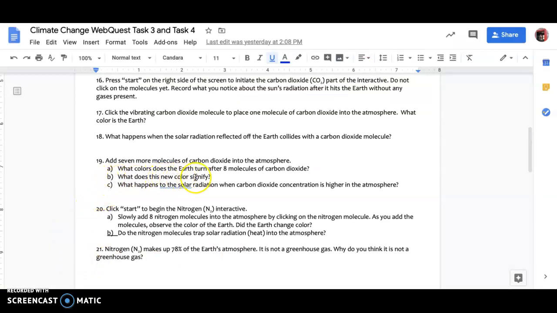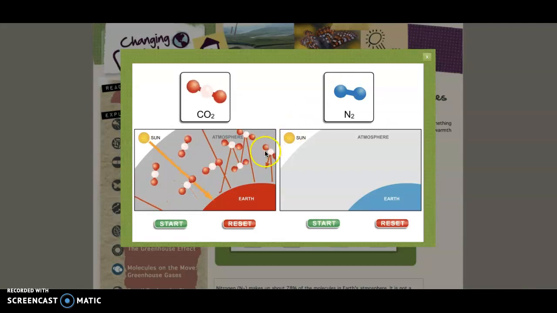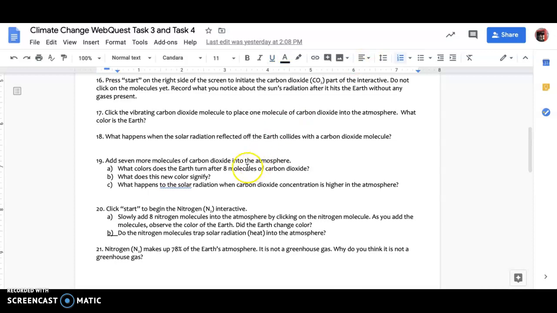This is just purely symbolic. Alright, B. What does the new color signify? That I will not tell you. What do you think this color symbolizes based on what you were observing? As I said, you could always replay a part of a video or pause where needed. What happens to solar radiation when carbon dioxide concentration is higher? Again, what happens to the solar radiation when carbon dioxide concentration is higher in the atmosphere?